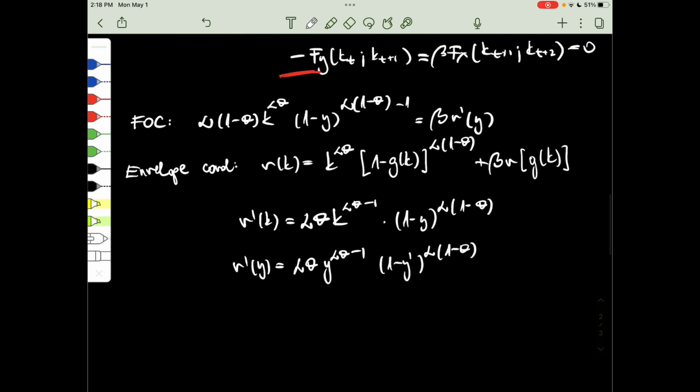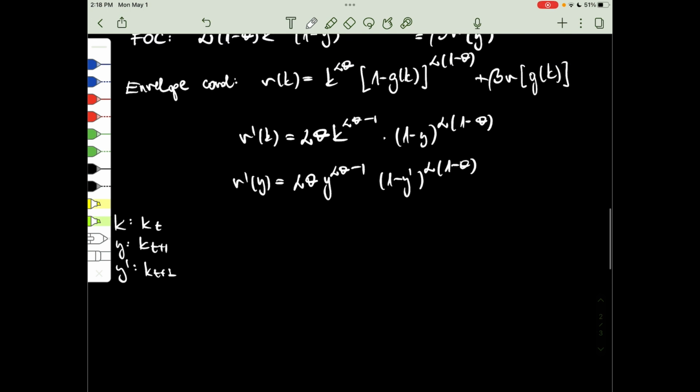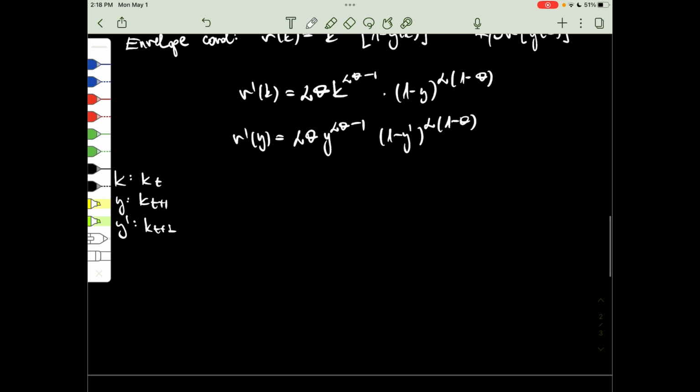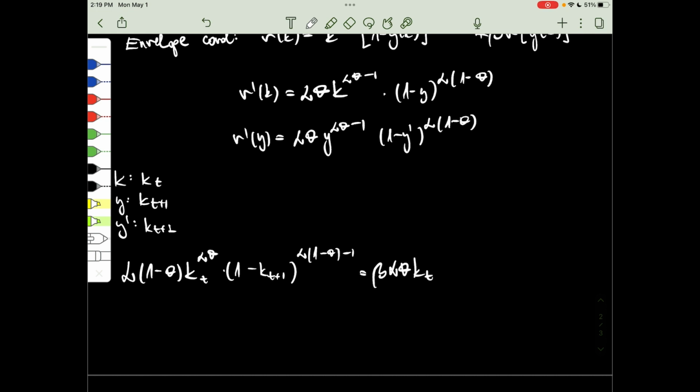Okay. You know, you can see we have k, y, y prime. So we can introduce the time indices because they make things much simpler, trust me. So by having the first order condition and the envelope condition, we put these pieces into the general form of the Euler equation, and we receive this equation with time indices. So this is a full-fledged, very nice Euler equation, which you can see is a second order nonlinear difference equation.